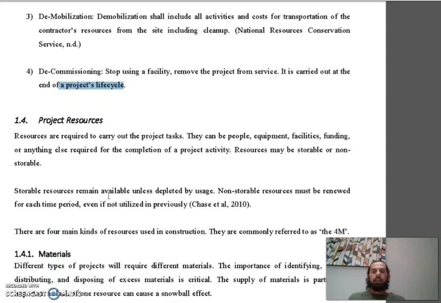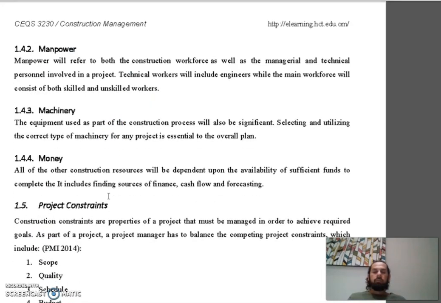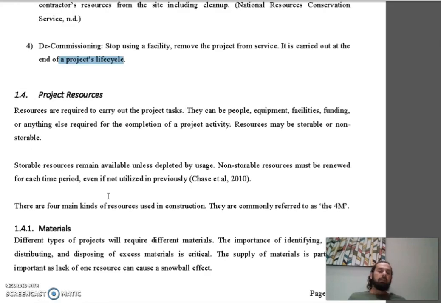طيب, there is something very important. This topic is very important, in fact. The project resources. Project resources is very important. Resources are required to carry out the project tasks. How can we do the project without having the resources that we need?